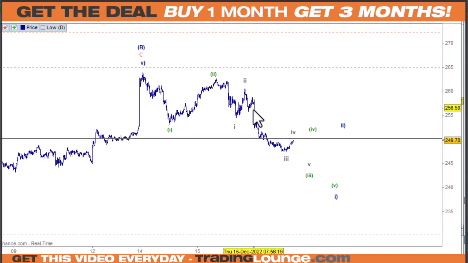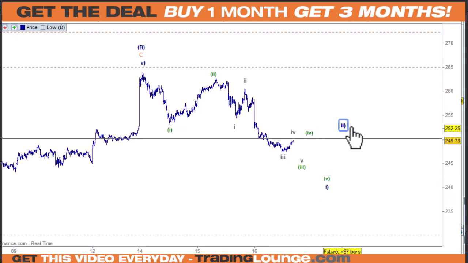So here we've got 1, 2, 3 to here, and then we've got 1, 2, 3, 4, 5. So we've got this 3rd wave here, this 4th wave. In this case, we still have some building here to do. We still have this to play out here.